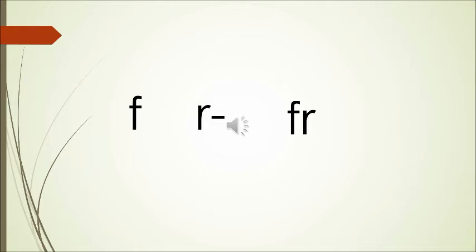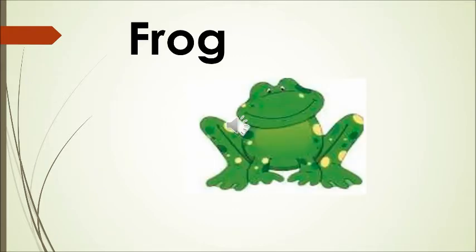Now I'll be showing you a few pictures, a few words with the fr sound. I'm sure you all are ready. So now can you see this animal with webbed feet? It is green in color. We can mainly see it in the monsoon. So what is it? Yes, frog. Fr, frog. Once more, fr, frog. Can we repeat? Fr, frog.